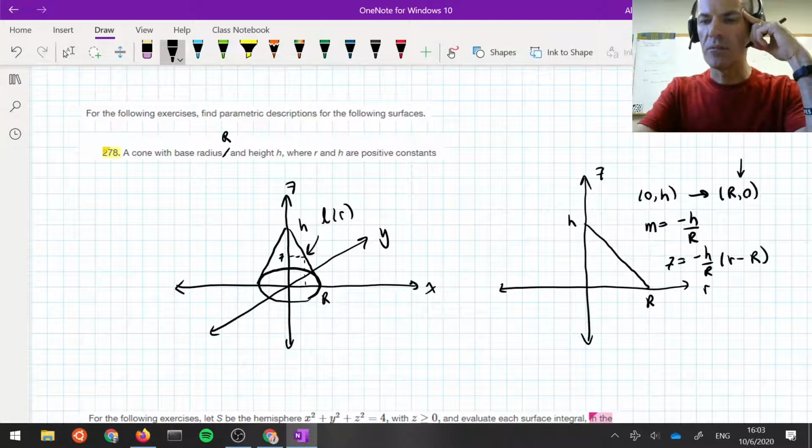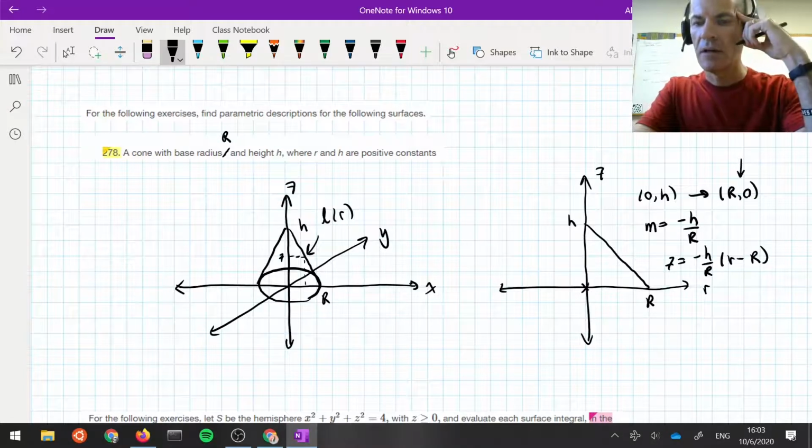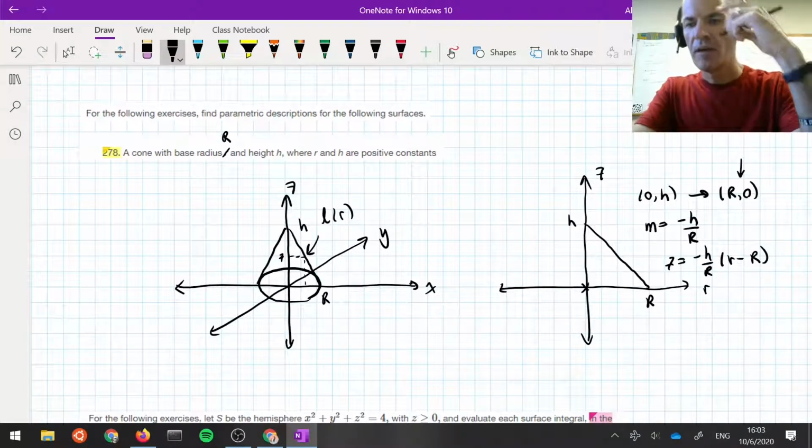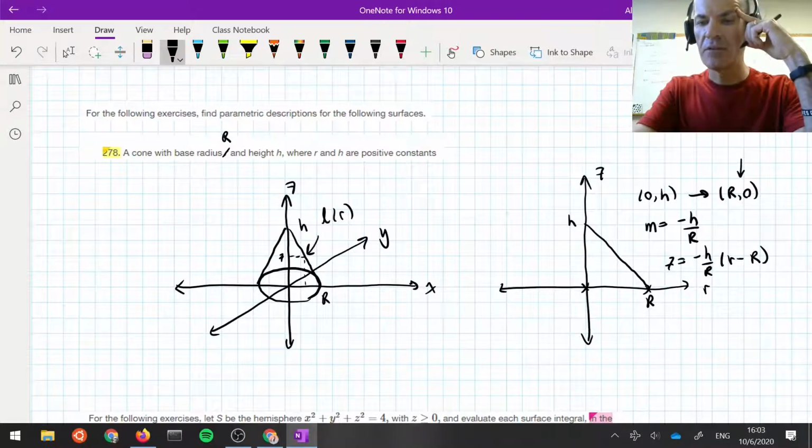Let's just double check. When r is equal to 0, you're here at the origin, and the height z is just h. And when r is equal to capital R, you're out here at the edge of the base, and z is equal to 0.